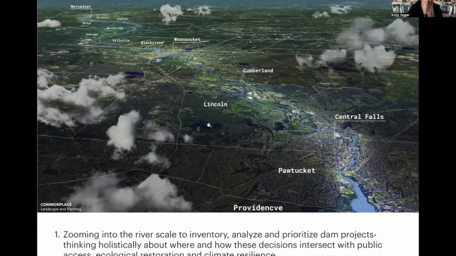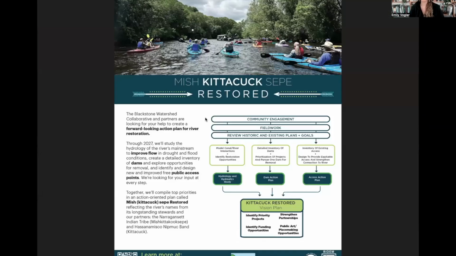So one of them is, now that we've started this mapping at this really big watershed scale, how do we start to zoom into river scales in order to inventory, analyze, and prioritize dam projects, thinking holistically about where and how these decisions intersect with public access, ecological restoration, and climate resilience? And so this is an image from a project that we're actively working on with Stephanie Covino and Kaylee, who are here on the call.